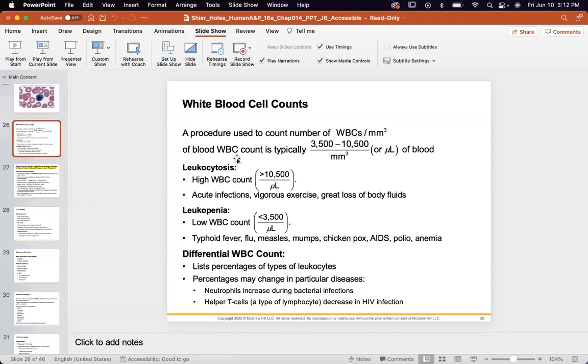If you have way too much white blood cell, that's leukocytosis, greater than 10,500 count per microliter. And if you have low white blood count, you don't have to memorize this, just know that high white blood count is leukocytosis. Low blood count, leukocytopenia or leukopenia, either way.